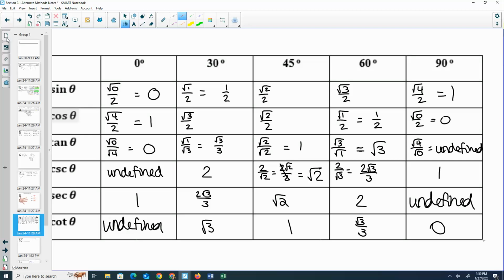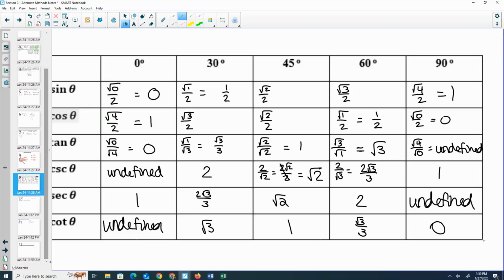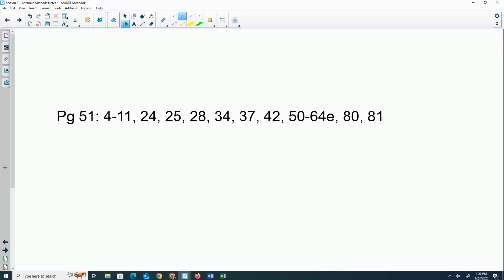So you may start your homework, but it will not be due until Wednesday. And tomorrow we're going to practice using those values.